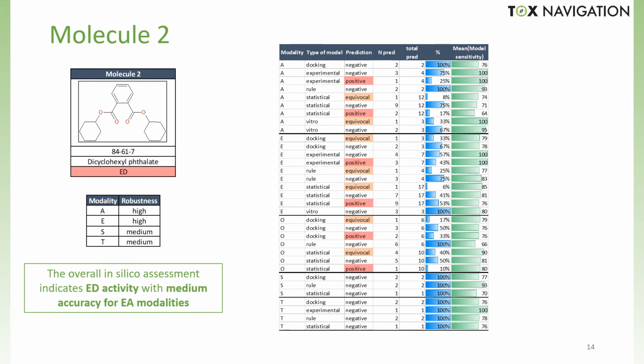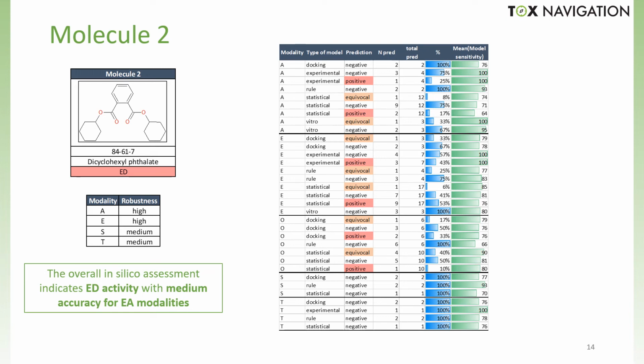The second molecule, which is known to be an endocrine disruptor, starts to give us much more positive evidence. And among all the positive results, the most probable is the activity towards the estrogen receptor, because we have a higher number of models that are positive in that case.